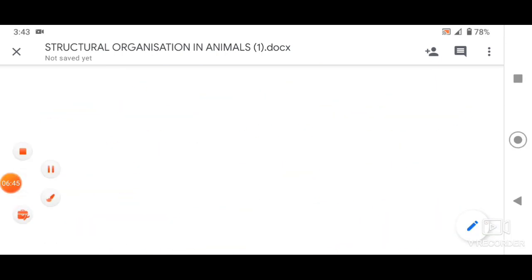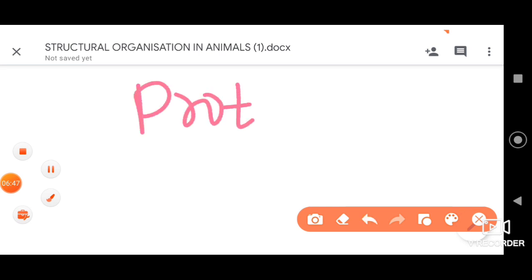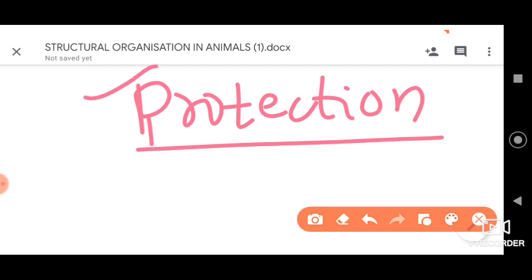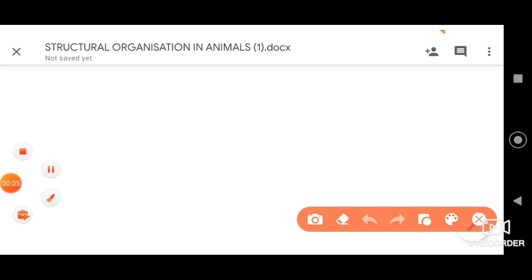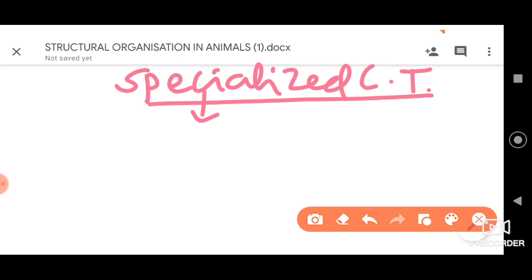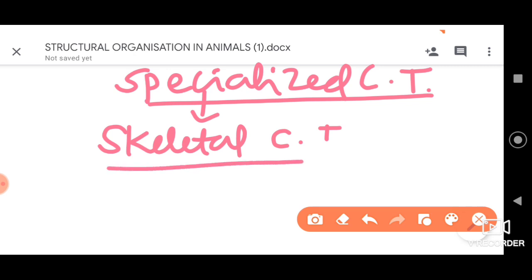The function of this is generally protection. They provide protection in various manners. So they are protective in function. So this completes the cartilage. Dear students, till now we have completed specialized connective tissues. Under specialized connective tissues we have discussed the first type of skeletal connective tissue, that is the cartilage.